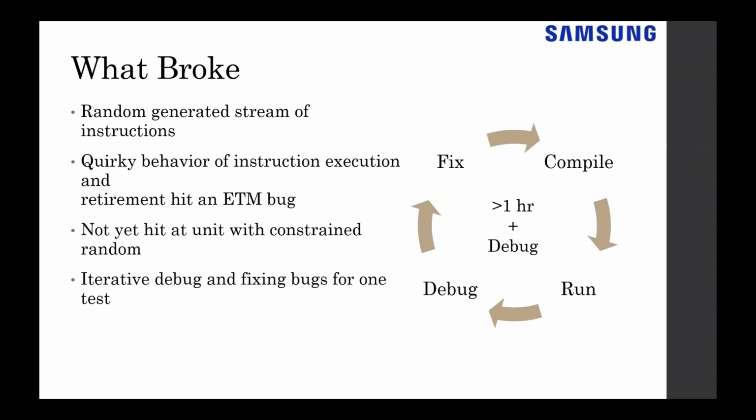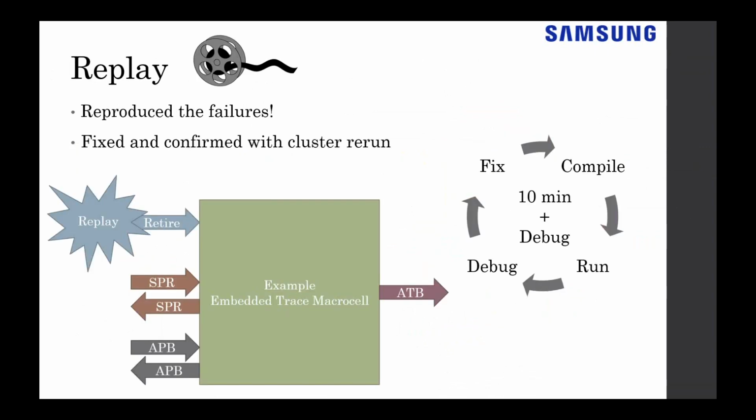So the compiles are longer, the runtimes are longer, and as you work through a single test, that single test goes farther and farther, and that takes you even longer to get to a failure. So it's kind of hard, especially for a guy who works at unit. So we introduced replay. I couldn't believe it actually worked initially.